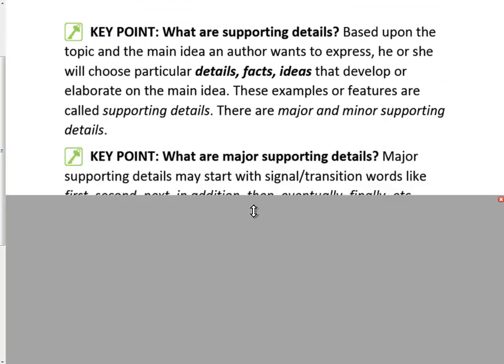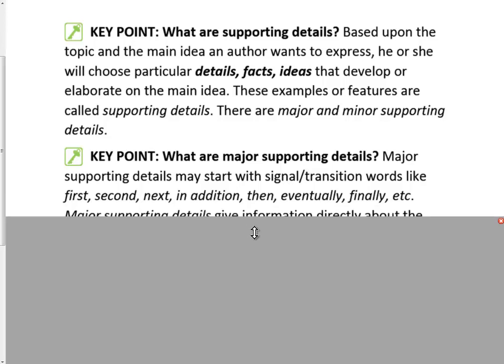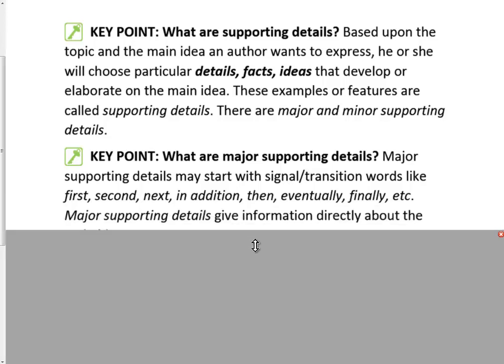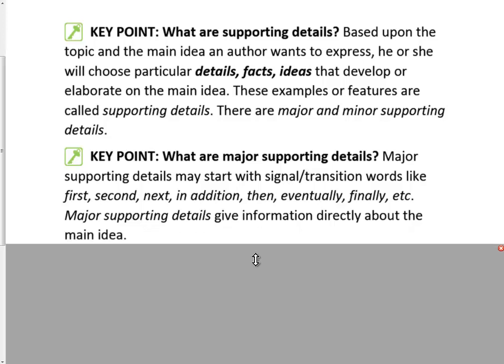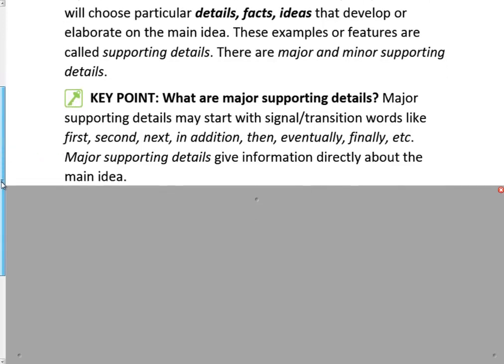So what are major supporting details? Well, they may start with signal or transition words like first, second, next, in addition, then, eventually, finally, etc. And major supporting details give information directly about the main idea.